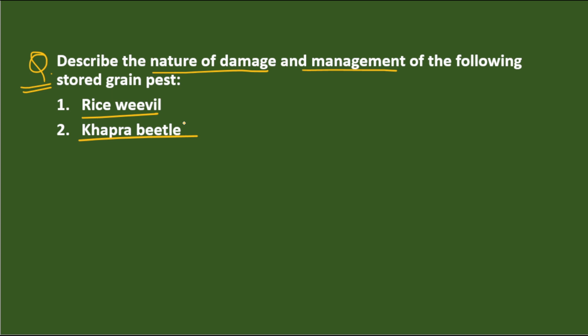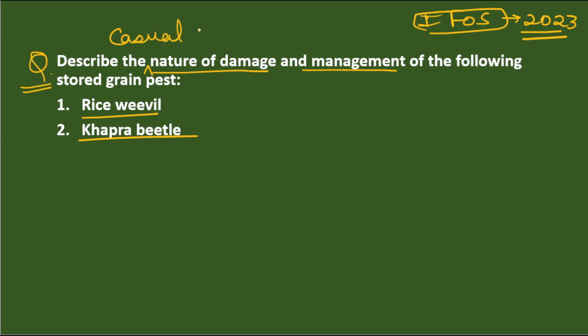So one thing I want to mention here is that this question was asked in the UPSC Indian Forest Service examination of 2023, that is, the agriculture optional paper of the Indian Forest Service examination of 2023. In this question the UPSC had mentioned: describe the casual organism, nature of damage and management of the following stored rice grain pest.